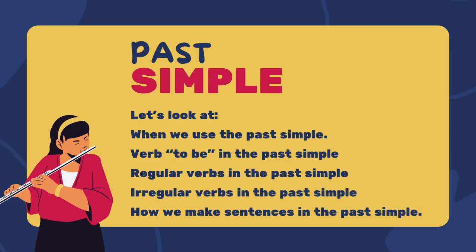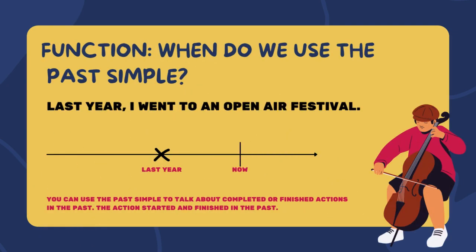So, today we are going to learn about when we use the past simple, verb to be in the past simple, regular verbs in the past simple, irregular verbs in the past simple, and how we make sentences in the past simple.